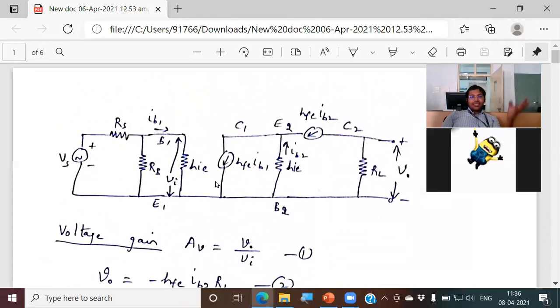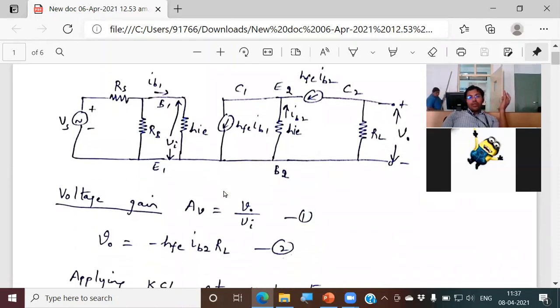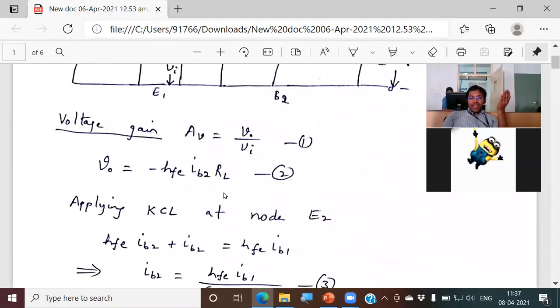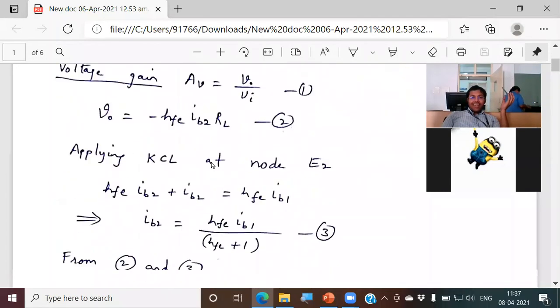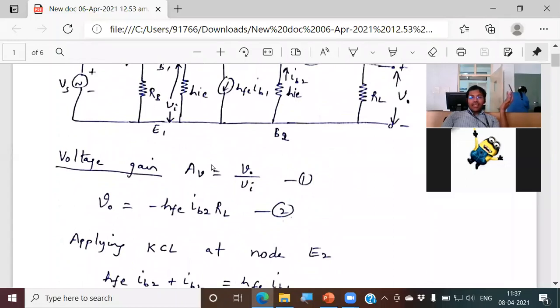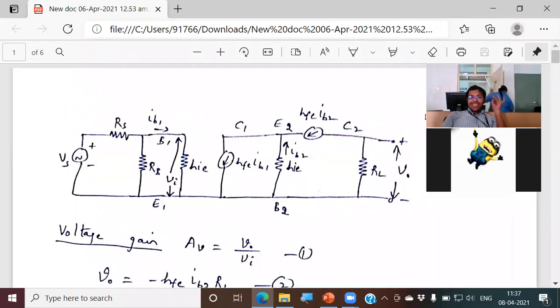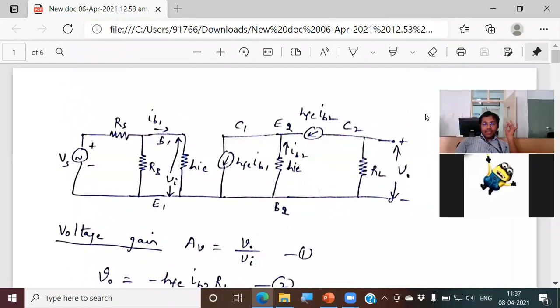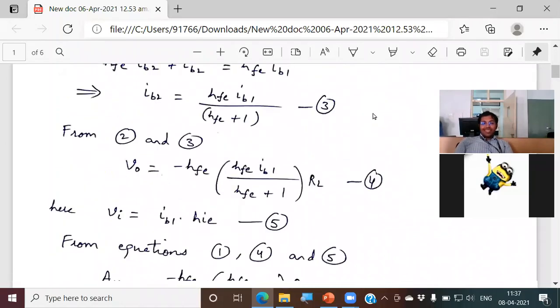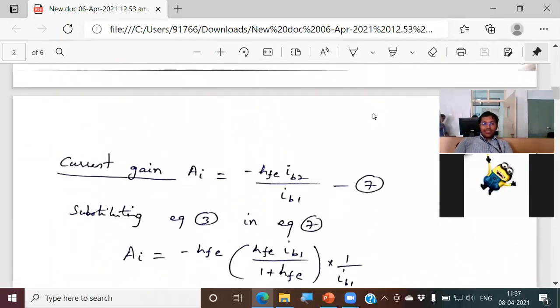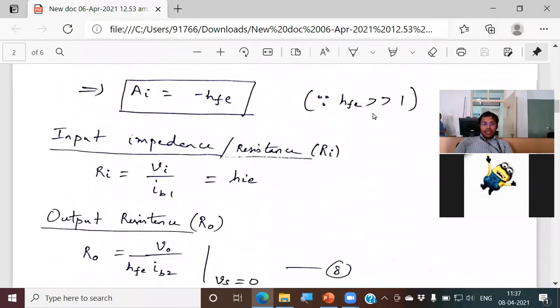Then next, I told you very simple, KCL and KVL, you will use. Understanding of what is gain: voltage gain is output voltage by input voltage. Just based on simple understanding, we will get the expressions for voltage gain, current gain, and input resistance. But something a little bit difficult is the output resistance, so that again I want to discuss in detail.